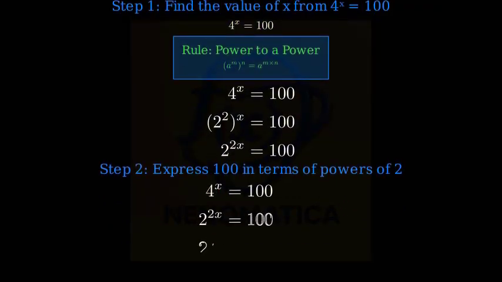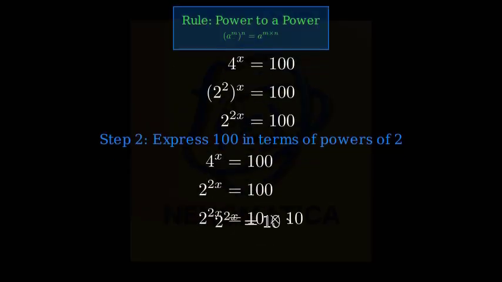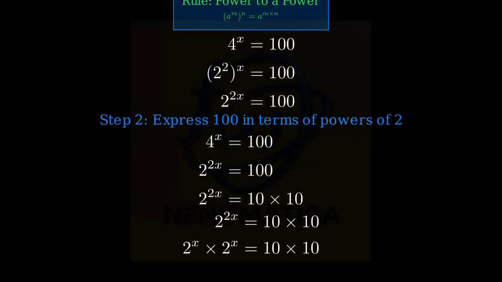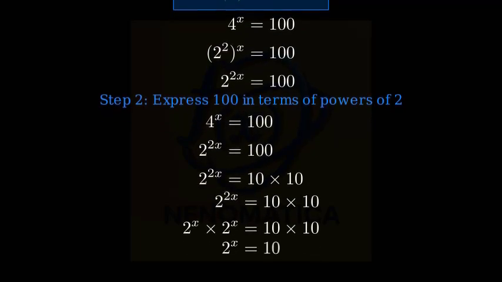We can write 100 as 10 times 10, and since 2^(2x) equals 2^x times 2^x, and 2^(2x) equals 100, and 100 equals 10 times 10, we can determine that 2^x must equal 10.